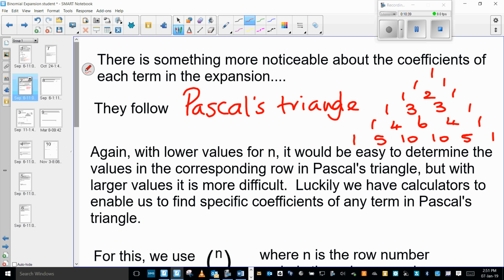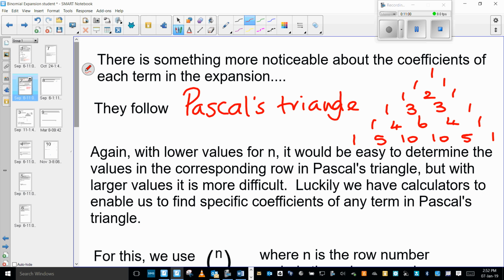So that's how Pascal's triangle is formed. But that in itself is also a little bit tedious to try and work out what these numbers are. So there's a way that we can find them using our calculators.